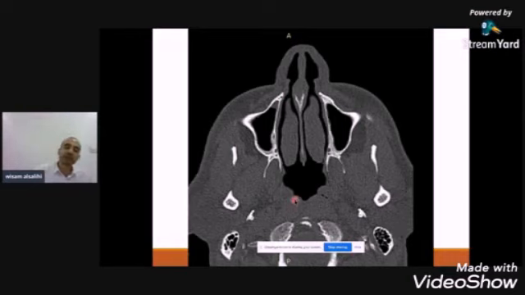This is the fossa of Rosenmüller. This is the eustachian tube. This is the pterygoid plate, medial and lateral. This is the medial and lateral pterygoid muscle. And this is the maxillary sinus, inferior turbinate, septum, and septal body.